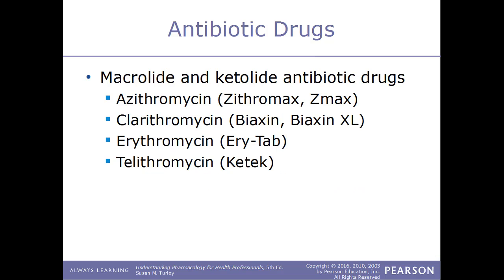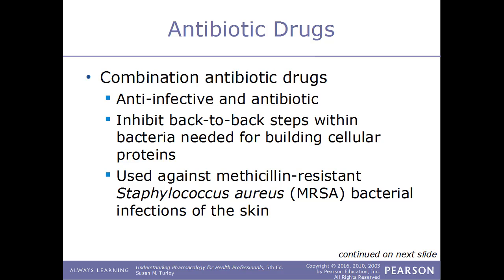Some examples of this type: azithromycin, known by the brand names of Zmax and Zithromax; clarithromycin, known by the brand names of Biaxin or Biaxin XL; erythromycin, known by the trade name Eritab; and telithromycin, known by the brand name of Ketek. When it comes to antibiotic drugs, it's very common to see combination antibiotic drugs.